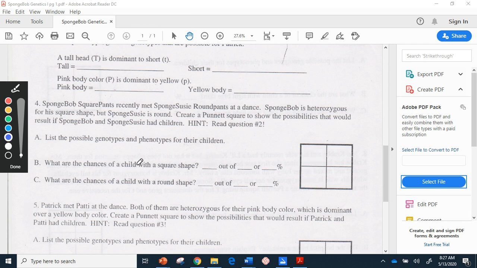So the chances of a child with a square shape, 2 out of 4, 50%. These two boxes, 2 lowercase s's, also 2 out of 4, 50%. So again, make sure that you have all that information. And I understand it went away when I was doing the examples.